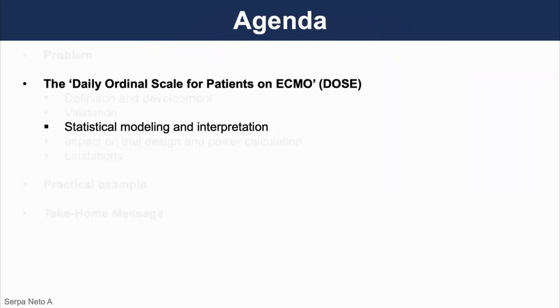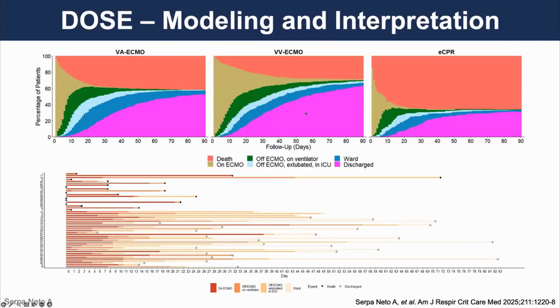And what about the statistical modeling and especially the interpretation of this outcome? So this is just a simple way of presenting the outcome. You can use transition plots, or you can use these spaghetti plots, or Swimmer plots, where you simply present every day until day 90, or until day 28. It's your choice about the end of the follow-up, where you represent here the different states.